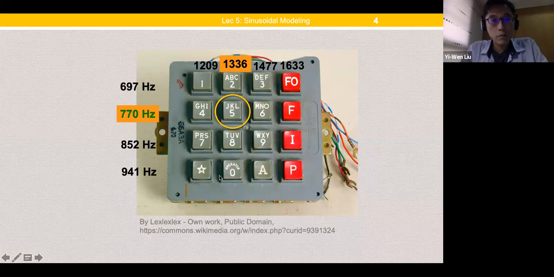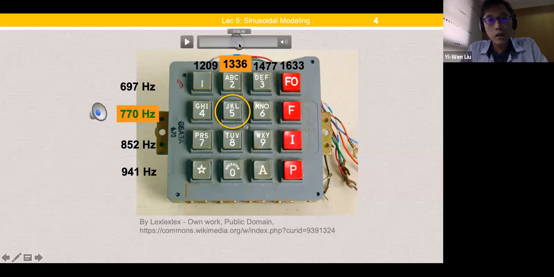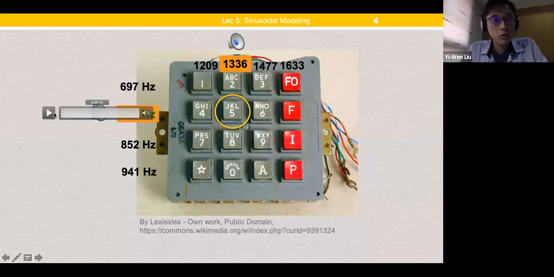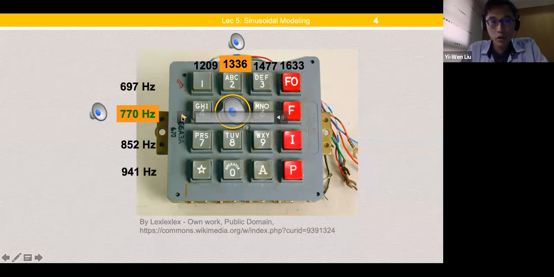That being said, we can try to listen. Let's listen to 770. That is 770, and then this is 1336. Can you try to imagine what it sounds like if you put the two tones together? The combination of the two tones is just how you hear it when you press 5. I'll show you this now. So that's 5. We are all very familiar with that.